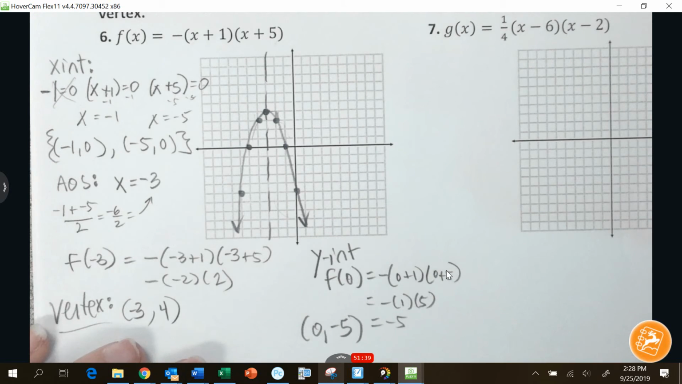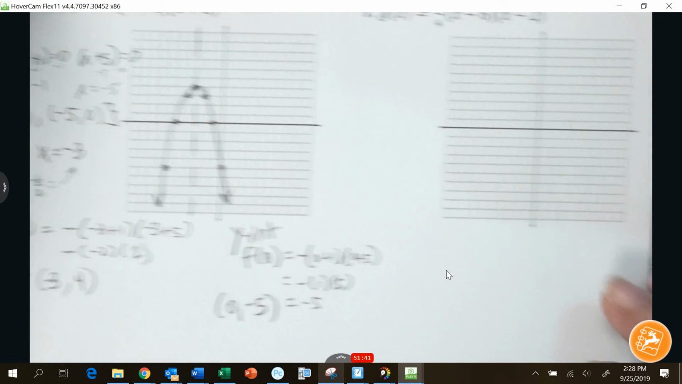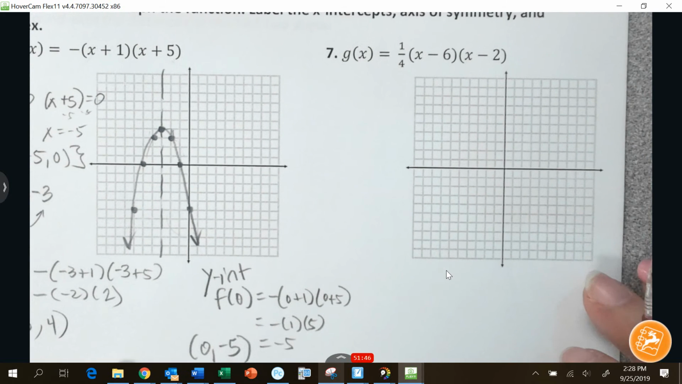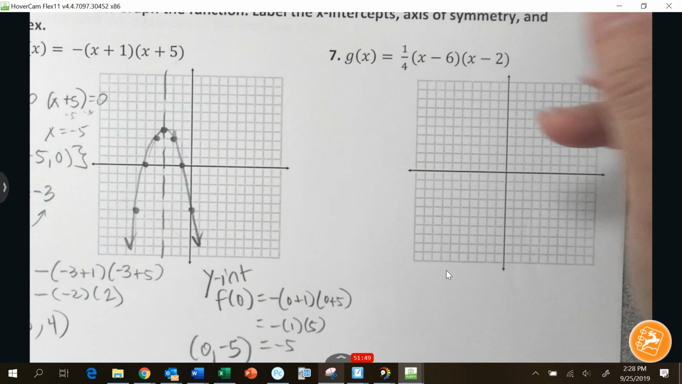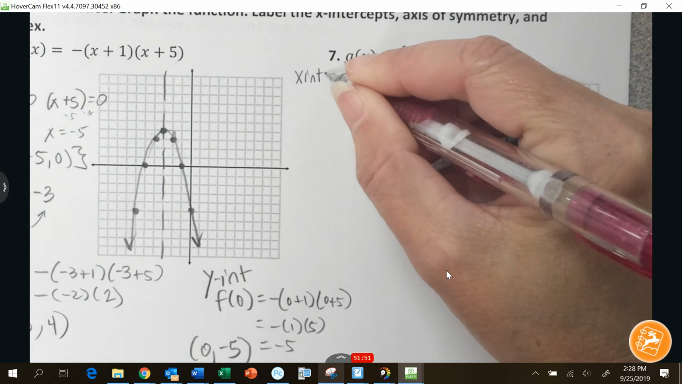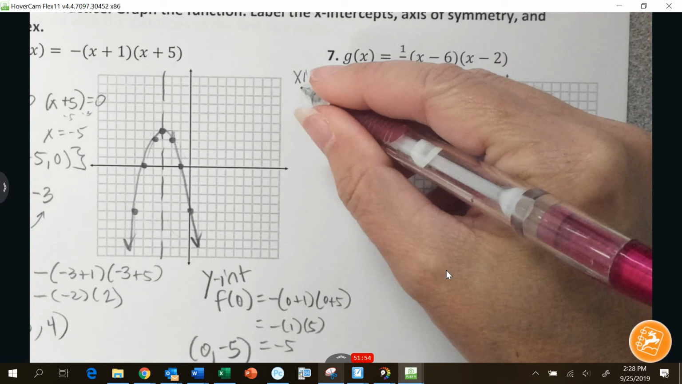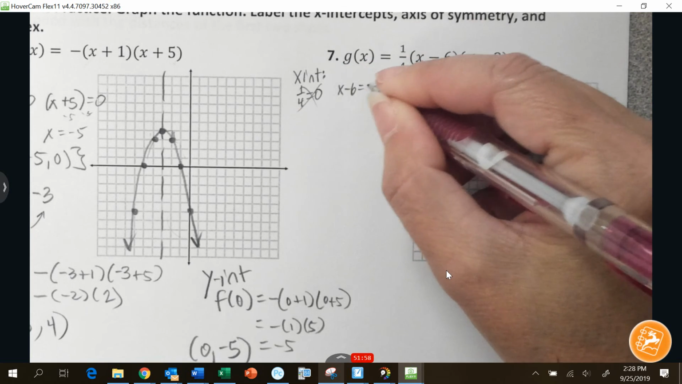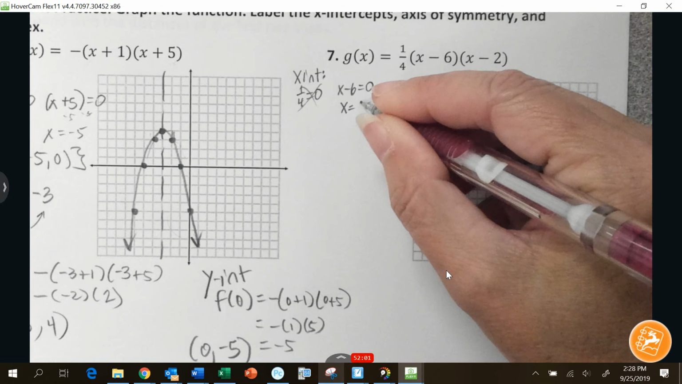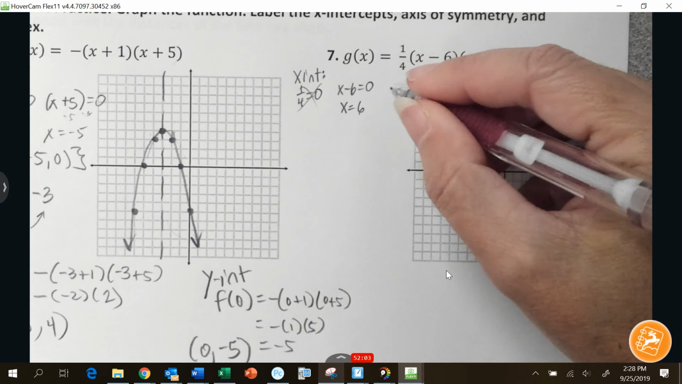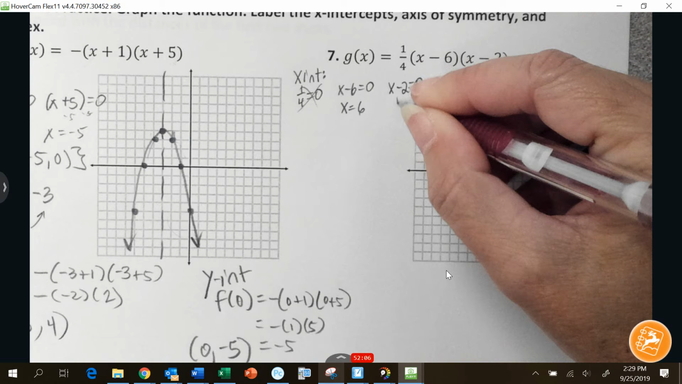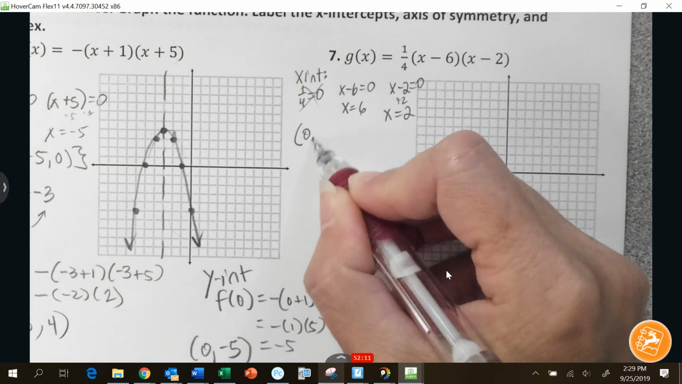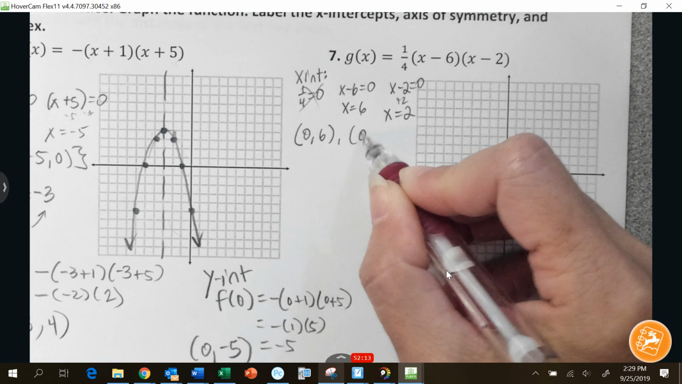All right, last one, and then I'll give you your assignment. So this, it will be posted. So the last one, same thing again. How do we find our x-intercepts? Right, we said everything equals 0, so 1/4 equals 0. I'm not going to be able to use that one. X minus 6 equals 0, so x equals 6. We add 6 to both sides. And then x minus 2 equals 0, add 2 to both sides, and I get x equals 2.